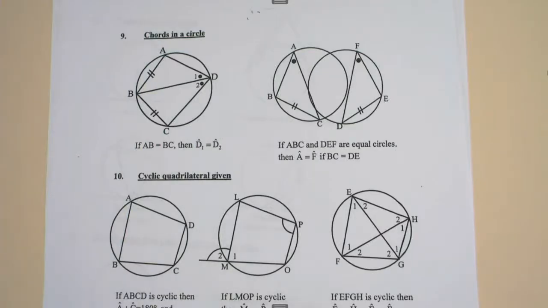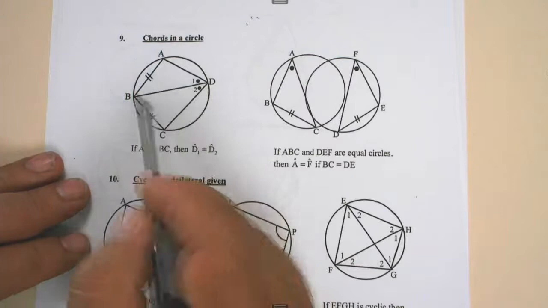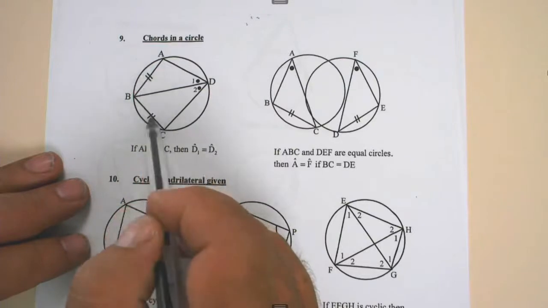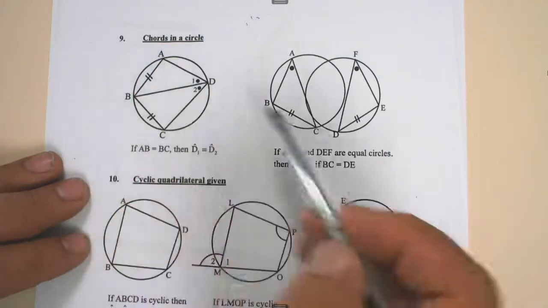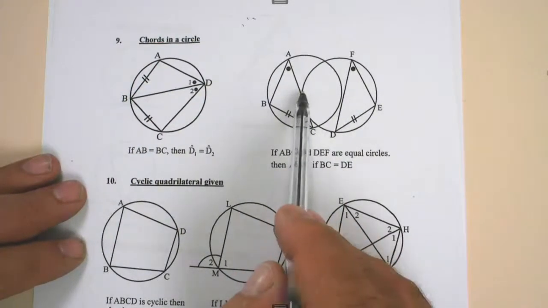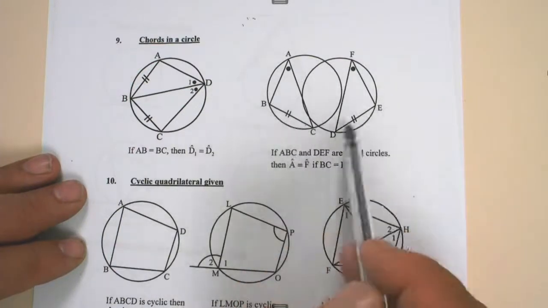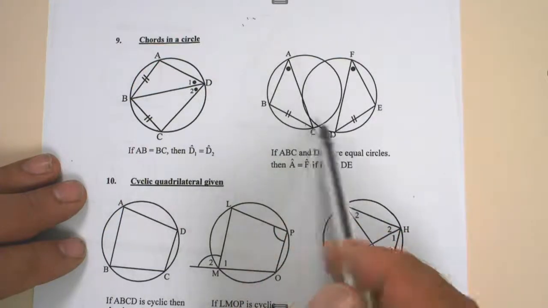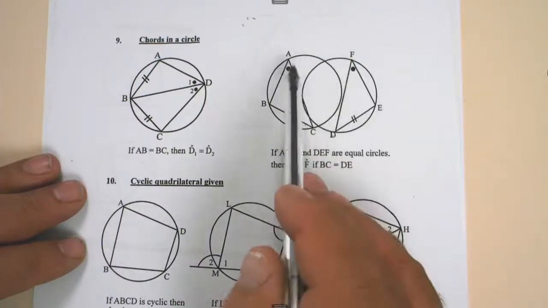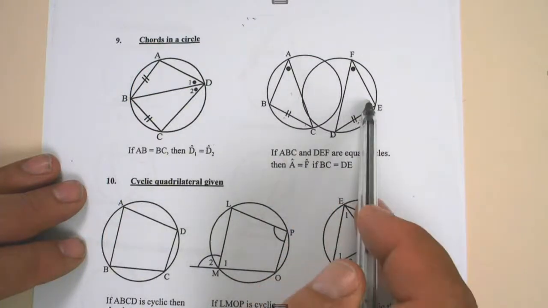Right, if we look at chords in a circle, we know that AB will subtend angle D1 and BC subtends angle D2. Then D1 will be equal to D2 because equal chords subtend equal angles in the same segment. And equal chords subtend equal angles in equal circles. That means if the radius of this circle is equal to the radius of that circle, and BC is equal to DE, then BC subtends angle A in this circle, and DE subtends angle F in this circle, then A will be equal to F because they're both subtended by equal chords in equal circles.